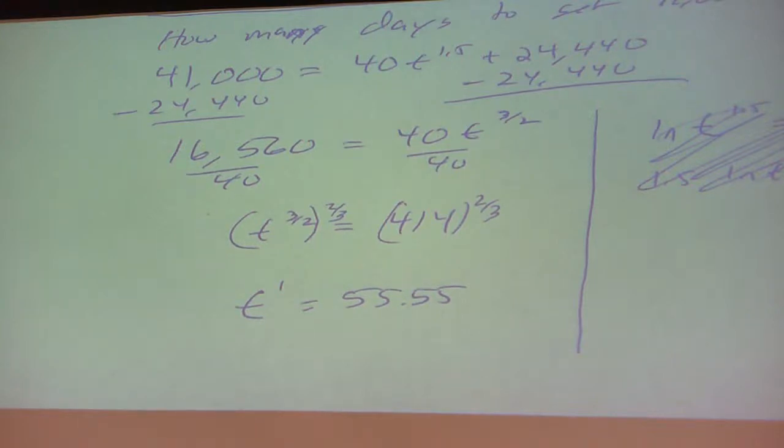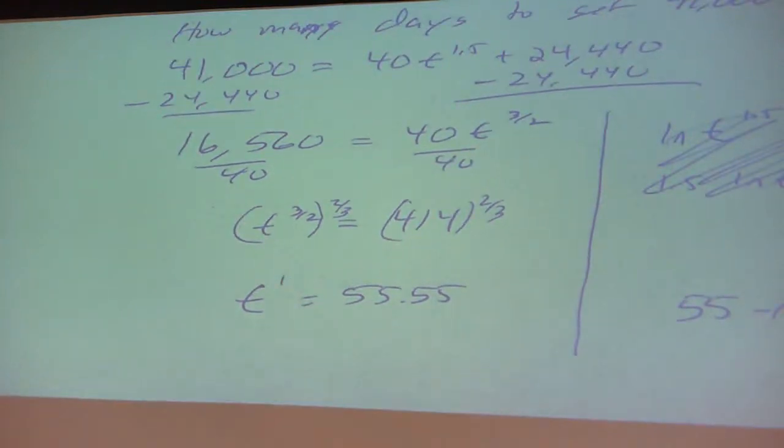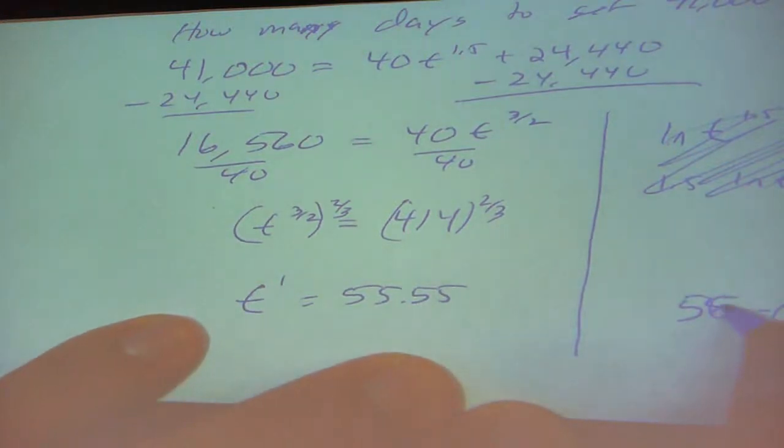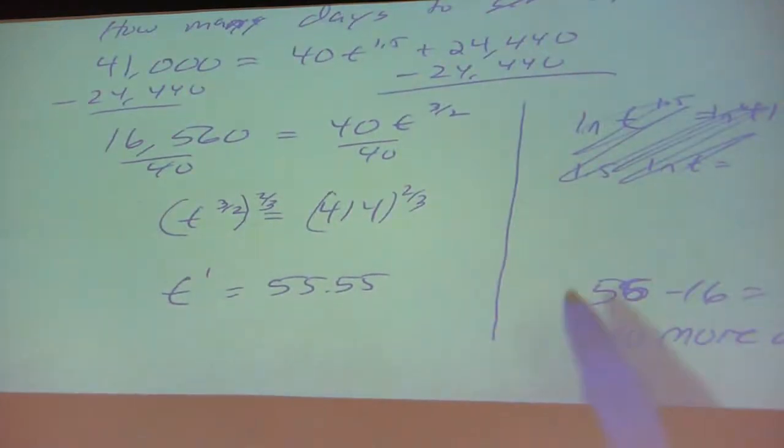Okay, now this is saying 55 days is how long it will take. Well, we've already done 16 days, so 55 minus 16, or actually we can round to 56. We need 40 more days. What are we doing at 56 minus 16? We've already had 16 days go by, so 56 is how many you need total. Okay. So I need 40 more days.